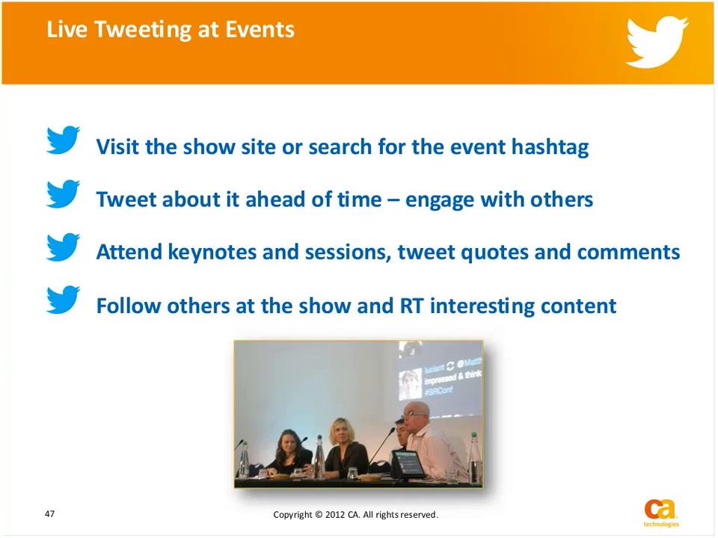Go to the show site or the conference site or search for an event hashtag. And sometimes events don't post a hashtag, so you might need to go and do a little bit of guesswork online on Twitter search to figure out what the event hashtag is. Right now, the Amazon reInvent show is going on in Las Vegas. And they didn't post a hashtag, but there's naturally been a couple of different hashtags that have cropped up that people are using. So it's usually pretty easy to figure out once you do a quick search.